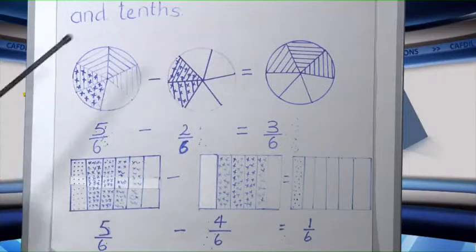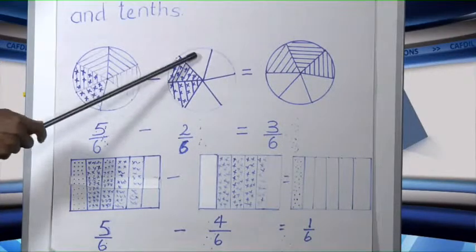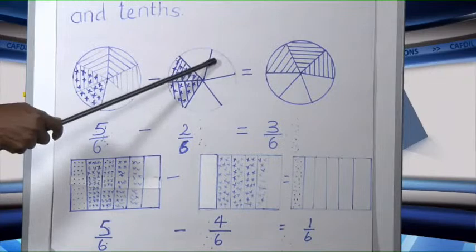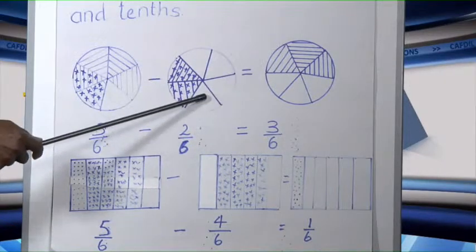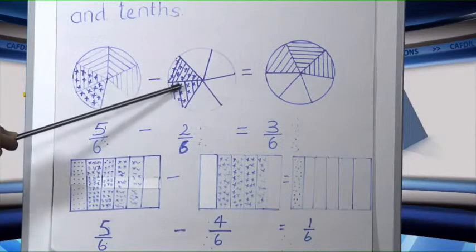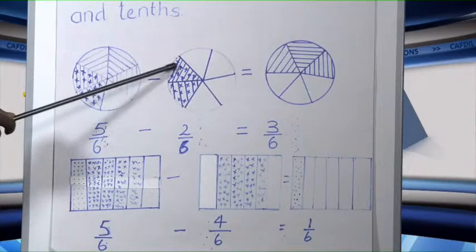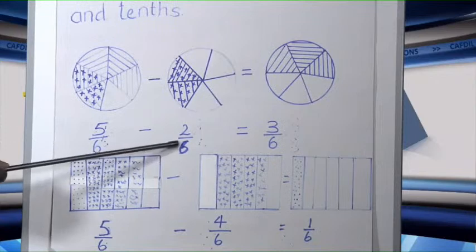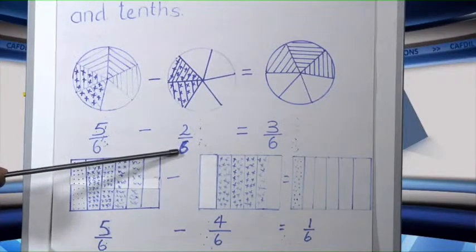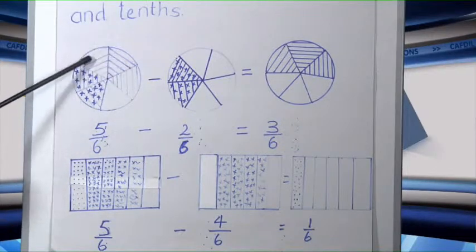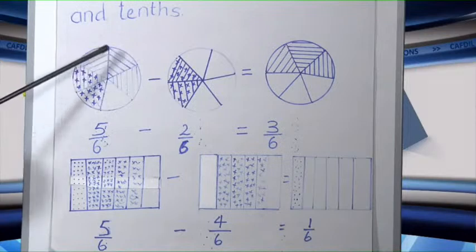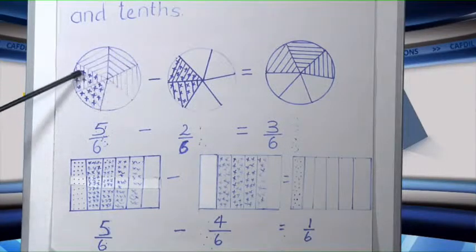How many parts do we have in all? 1, 2, 3, 4, 5, 6. Here it is. So the number of parts is still 6, the denominator. Good. Let's go back. Look at this style of shading. And look at this style of shading.